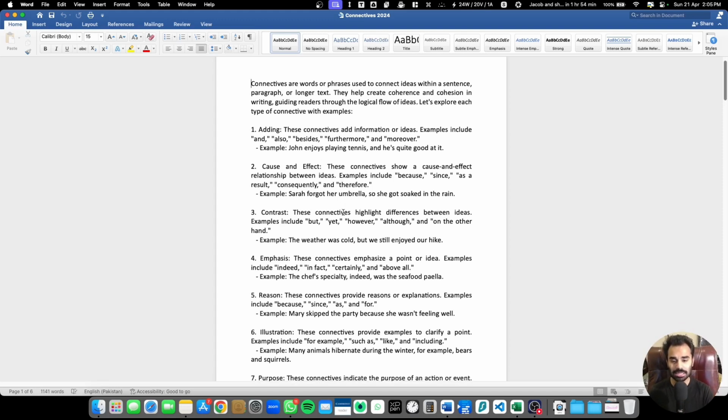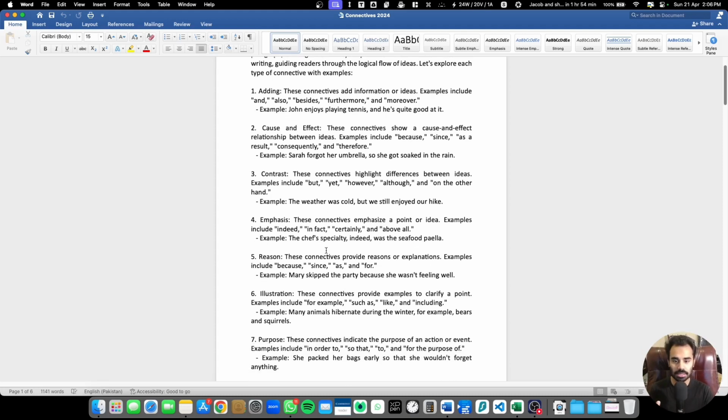Now contrast. These connectives highlight differences between ideas, not exactly similarities, but somewhat differences. Here are some examples: but, yet, however, although, on the other hand, or we also use the words despite the fact, regardless of the situation, regardless, or given that, right? So, the weather was cold, but we still enjoyed our hike. There are multiple examples, and there could be multiple sentences that you can explore on the internet, and so much more.